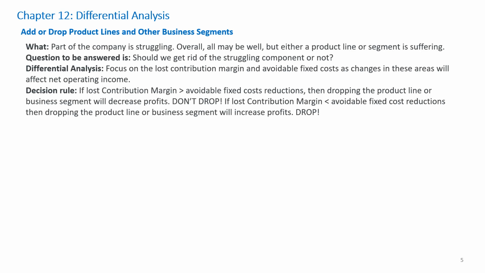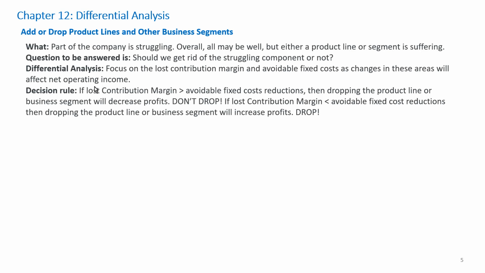For these types of decisions, the presentation will use a comparative format showing the keep versus drop impact side by side. The incremental analysis will focus on the lost contribution margin and avoidable fixed costs, as changes in these areas will affect the net operating income.